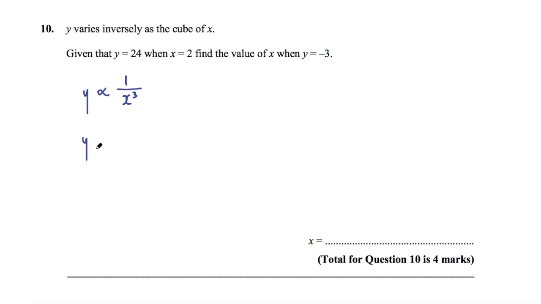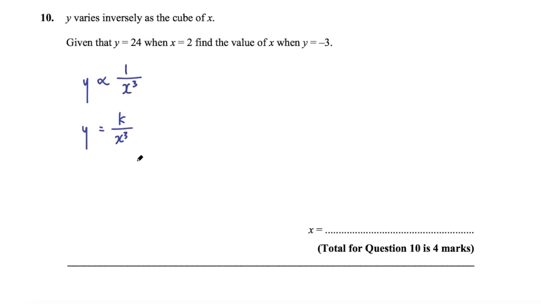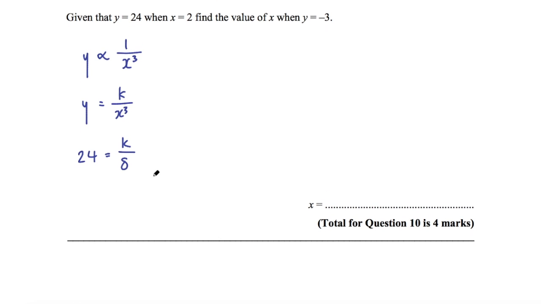and then to make that an equation we can say y equals k on x cubed. So we have to introduce that variable k to make it equal, and then when we're told that y equals 24 when x equals 2, we can substitute those values into this equation and solve for k. So let's go ahead and do that. 24 equals k on x cubed. 2 cubed is 8. So now k is going to equal 24 multiplied by 8. Let's just do a quick multiplication just to make sure we don't make any mistakes. So 4 times 8 is 32. Carry the 3.